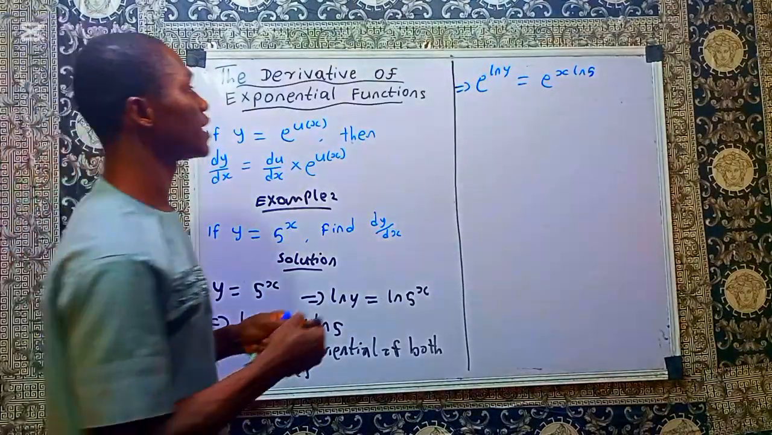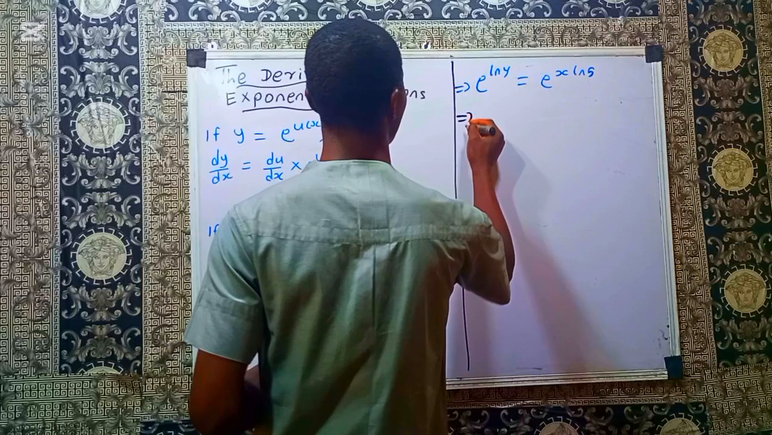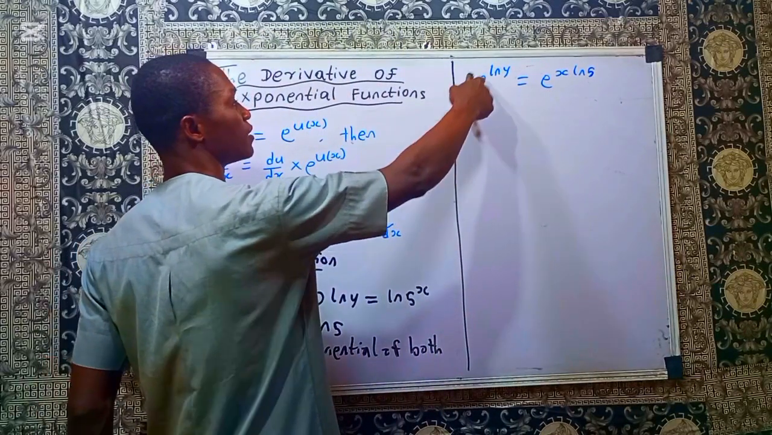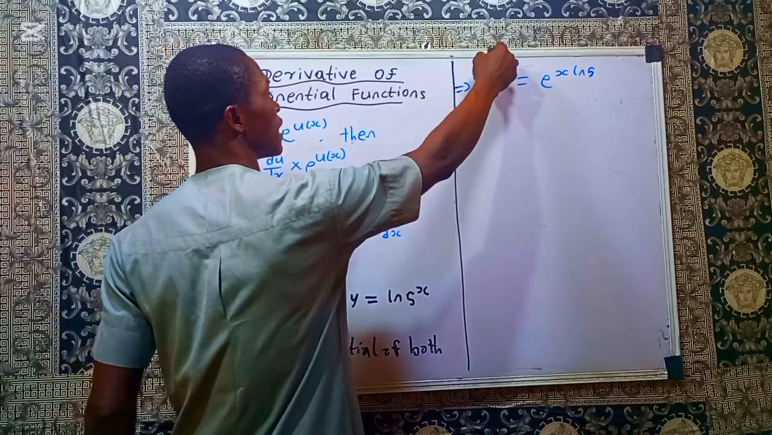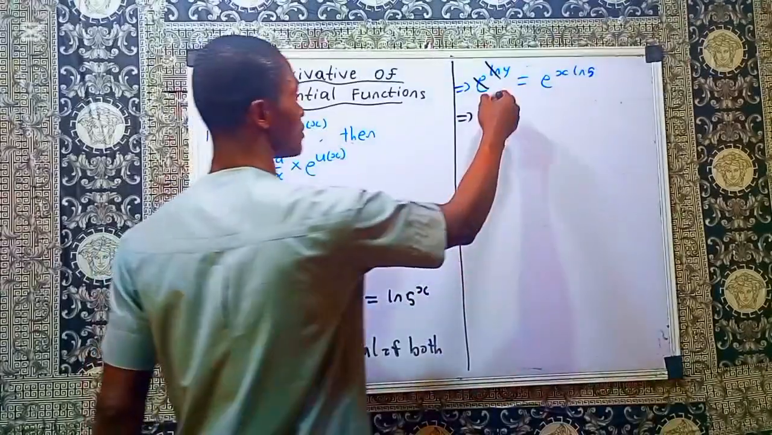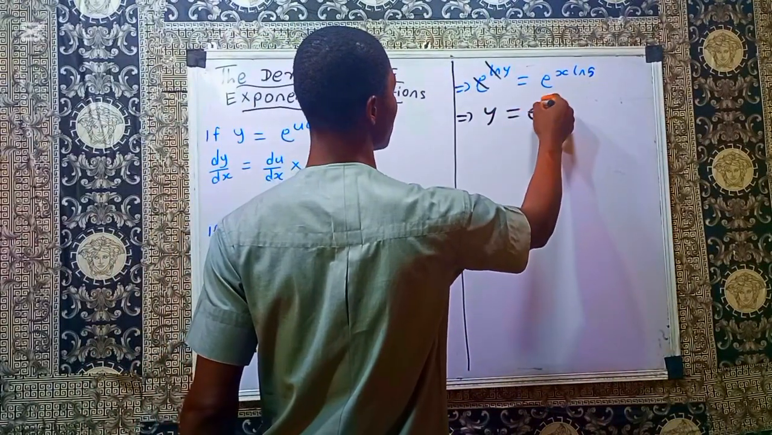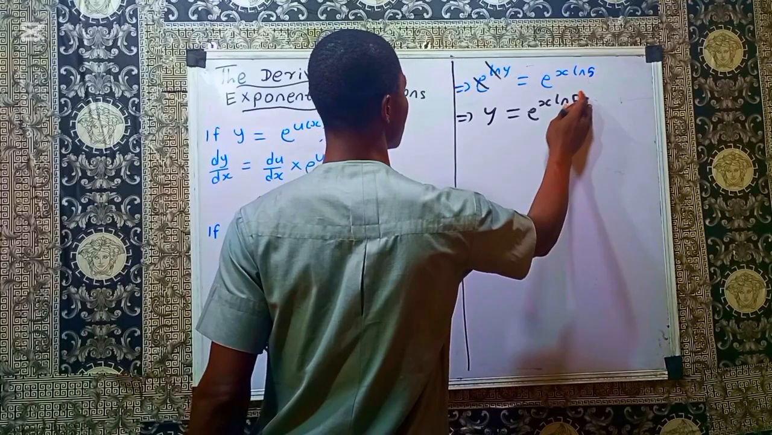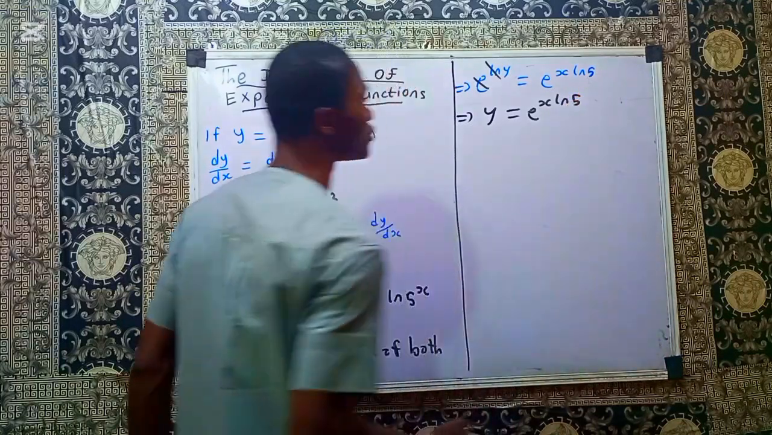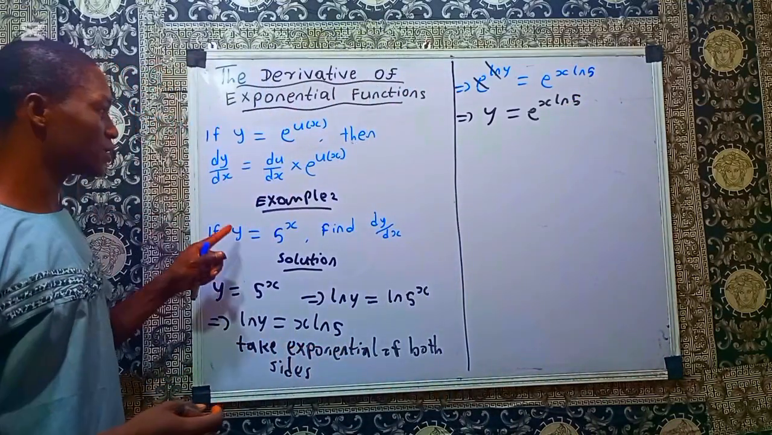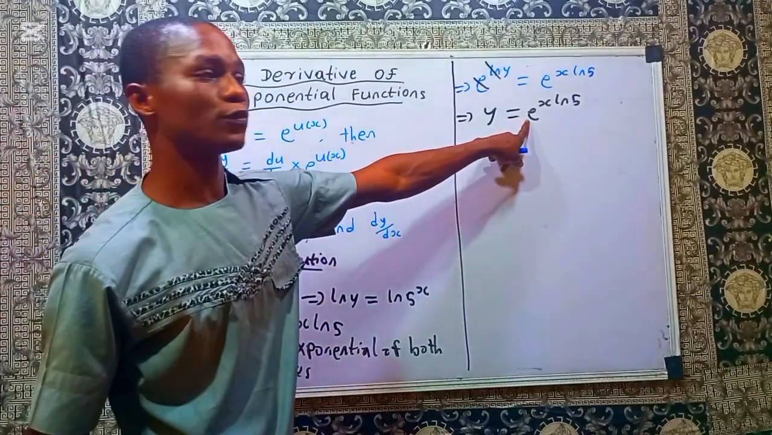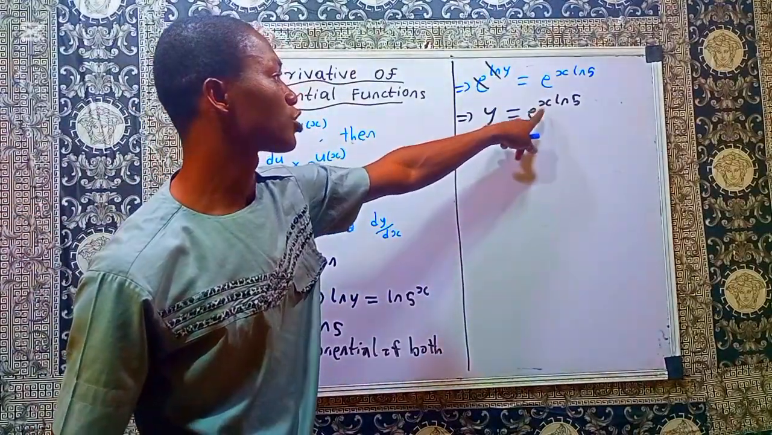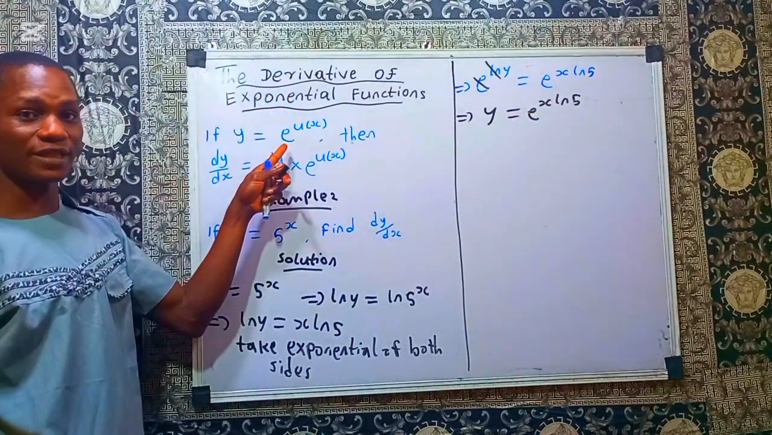So that by so doing, the exponential and ln will get cancelled. You will now have y is equal to exponential x ln 5. So this is what we have. So that we have transformed this to the exponential function of the Euler number, as we have it in this definition.